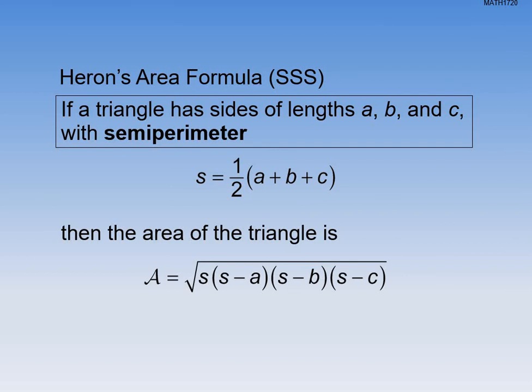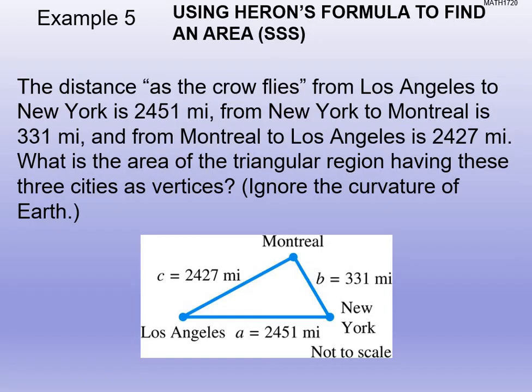We're really going to take half the perimeter. That's what semi means on perimeter, kind of like a semicircle is half of a circle. A semi-perimeter is half the perimeter. So we take half the perimeter and substitute it into the formula. Then we can calculate the area here.